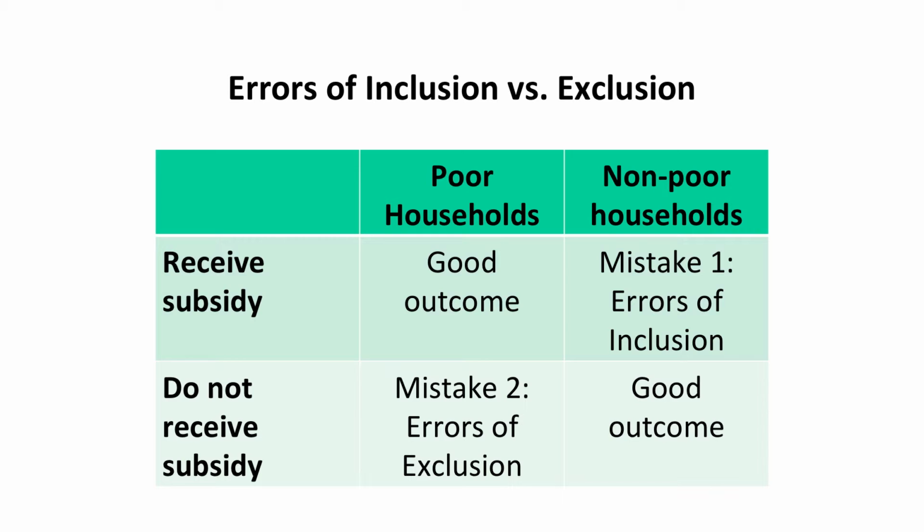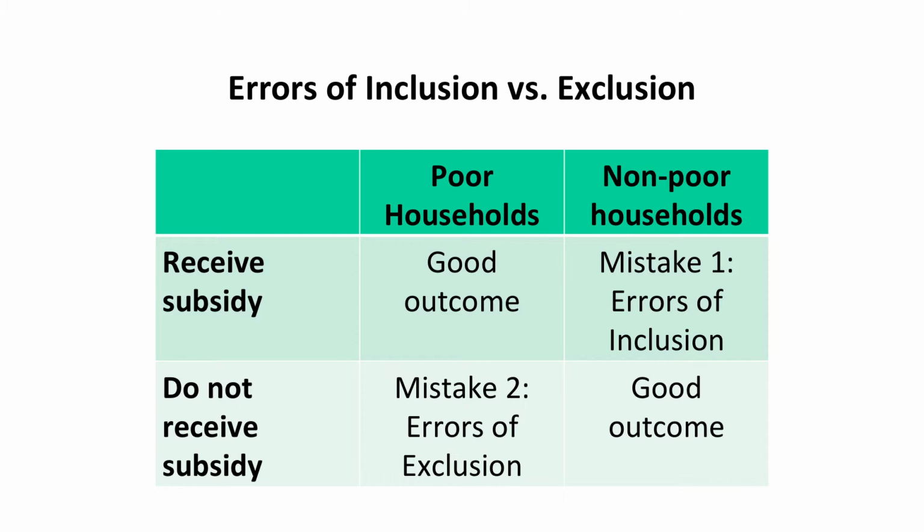In this case, the dollar amount of the subsidies in the four cells would sum to the total dollars of subsidies delivered to the population, or the percentage of the subsidies in the four cells would sum to 100%. The four cells in the table show two good outcomes and two mistakes. In the northwest cell is the first good outcome. Poor households receive the subsidy as intended. In the northeast cell, non-poor households also receive the subsidy.